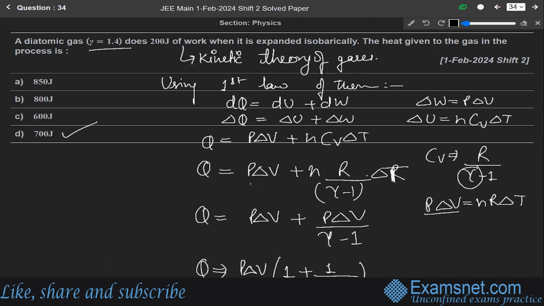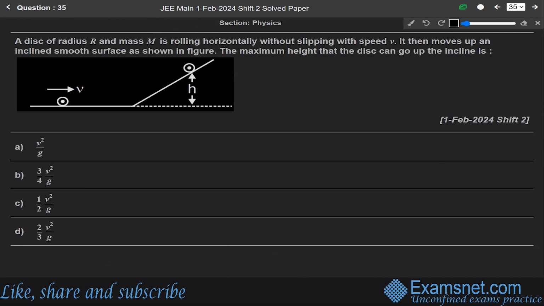Now, next question 35. A disk of radius r and mass m is rolling horizontally without slipping with speed v. If it moves up an inclined smooth surface as shown in the figure, the maximum height that the disk can go up to the incline is? So this question is from the chapter of laws of motion. Since in this question it is rolling horizontally without slipping, it means there is no friction.